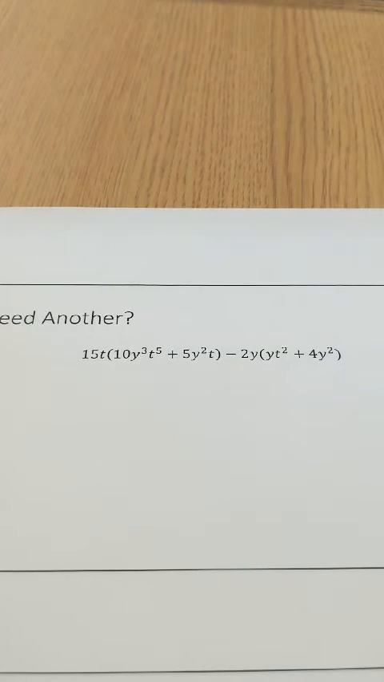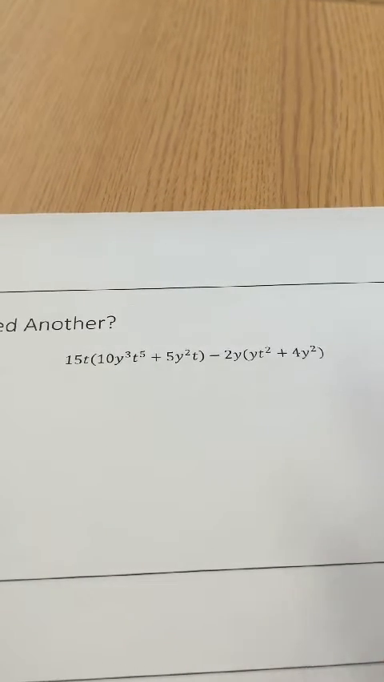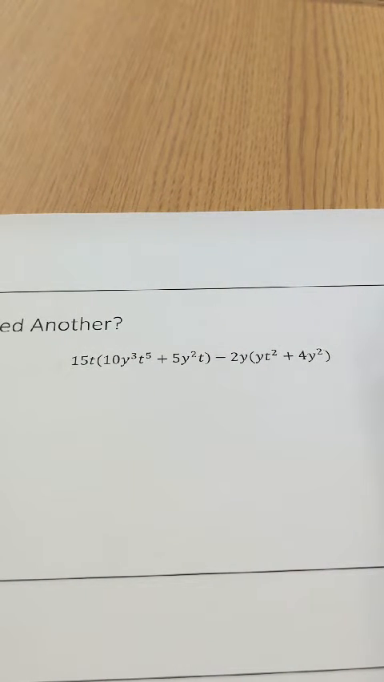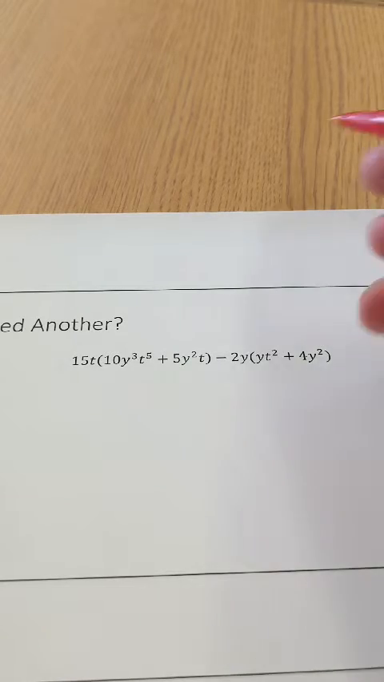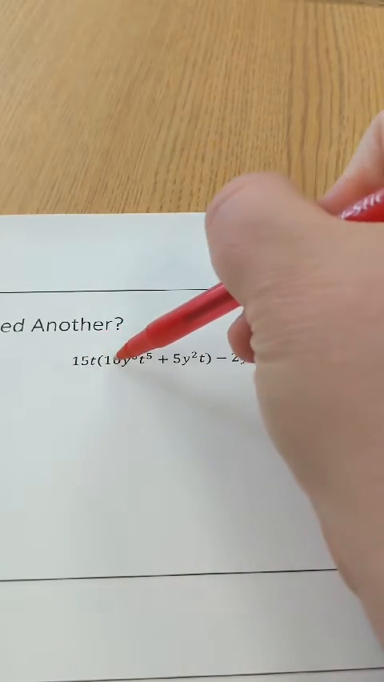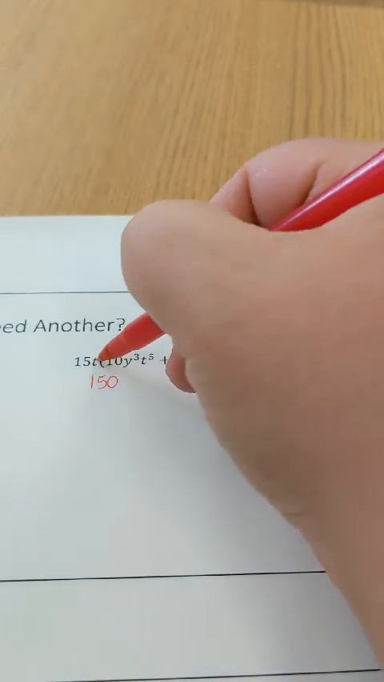Do we need another one? So this one's a little bit more complicated because there's a second variable. So let's just look at this. So 15 times 10 is 150. And then there's 1t and then there's 5 t's. So t to the 6 and then y to the third. So that was this one.